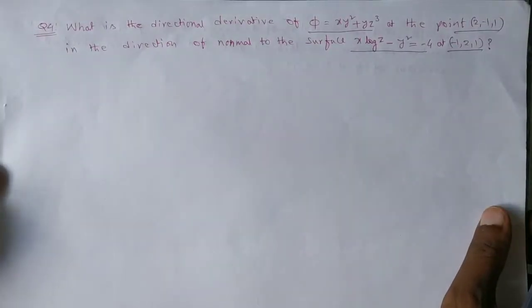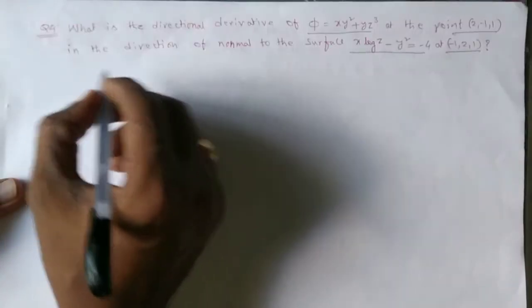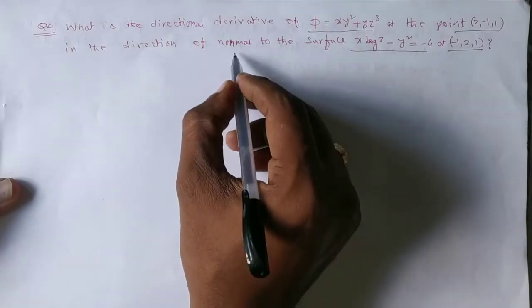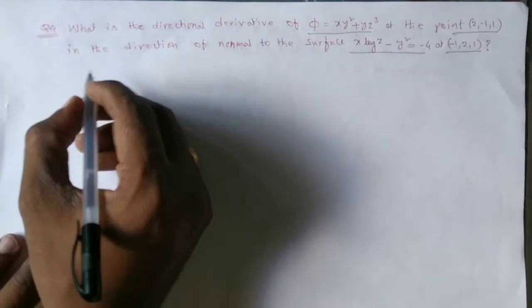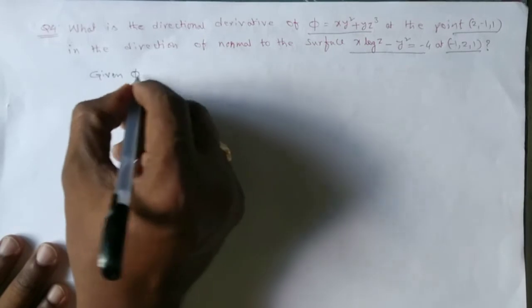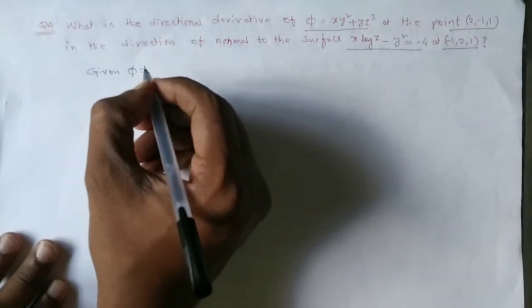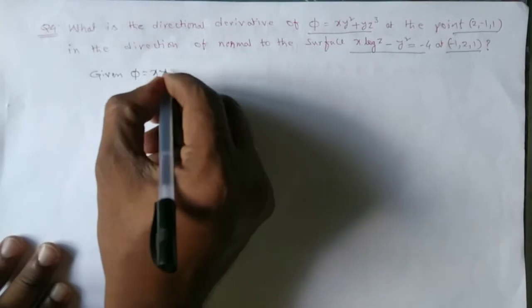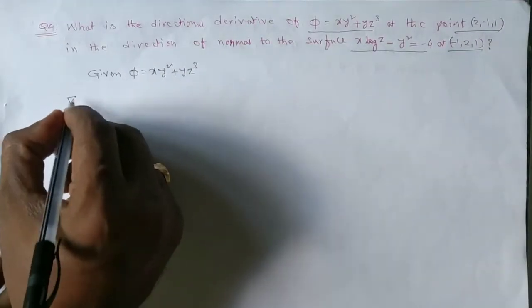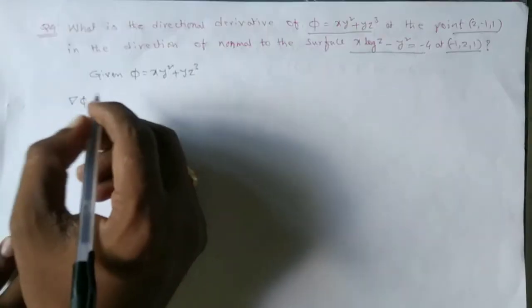So here two surfaces are involved here, one function and one surface. So I just start with phi. So we need to find out the directional derivative of this function. So we have to calculate grad phi dot e bar. That e bar is obtained by normal to the surface of this one at this particular point. So I start here like this. Given the function phi equal to xy square plus yz cube. Now what we need to calculate here? Gradient of phi first. Grad phi dot e bar to be calculated.